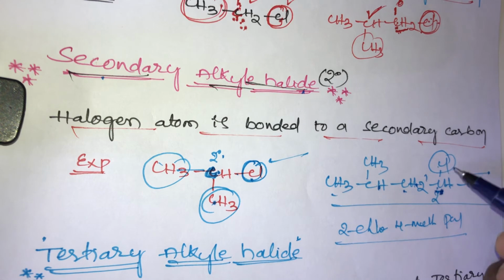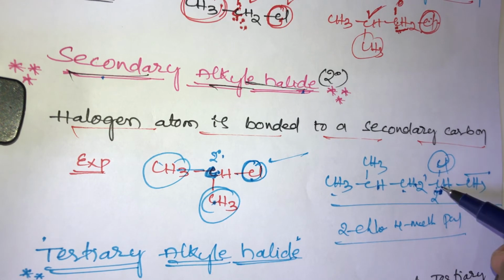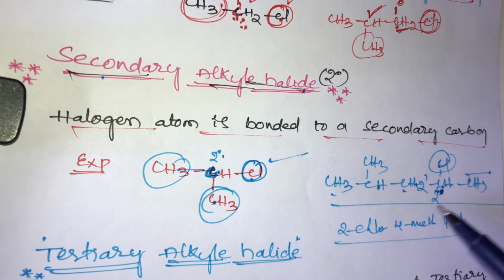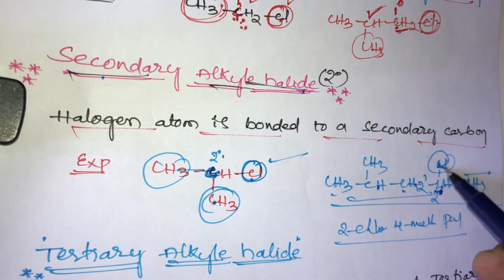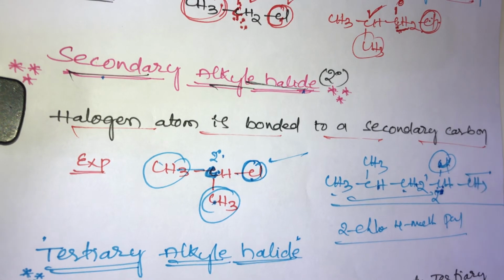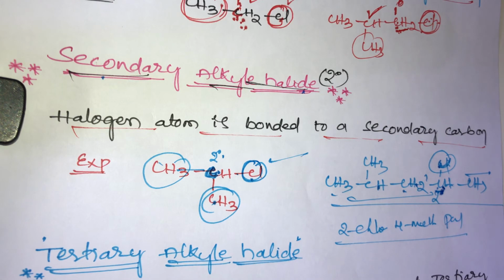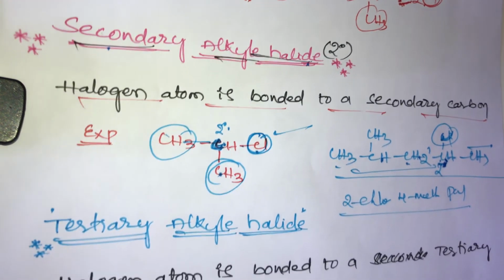This halogen is attached to the secondary carbon, so that's why it is called secondary chloride. That is called a secondary alkyl halide example. This is the secondary alkyl halide example, 2-chloro. This chlorine is attached to the secondary carbon. That's why it is called a secondary alkyl halide example. Now take another example.